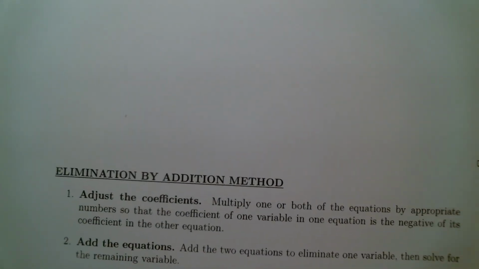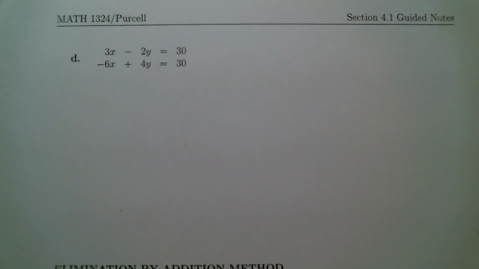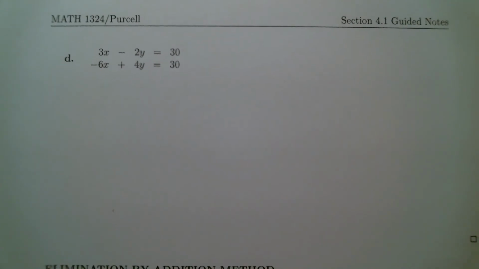All right, so here's our last one. This is example 3D at the top of page 7. Okay, so here we are. Our system is 3x minus 2y is equal to 30. And the second equation is negative 6x plus 4y is equal to 30. Okay, all right, so again, we need to start by picking an equation and solving for one of the variables.